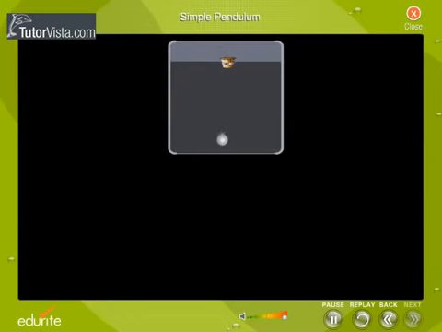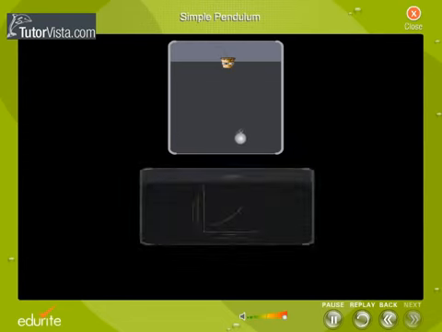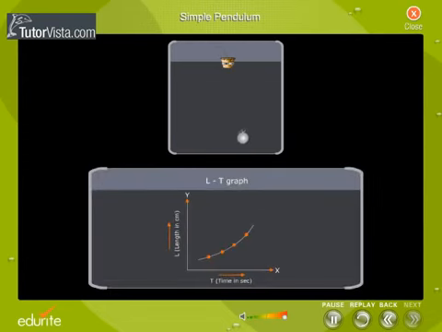Repeat the experiment for different lengths. Plot a graph with T on x-axis and L on y-axis. The graph is a curve. This graph shows that the time period varies with the length of the pendulum.